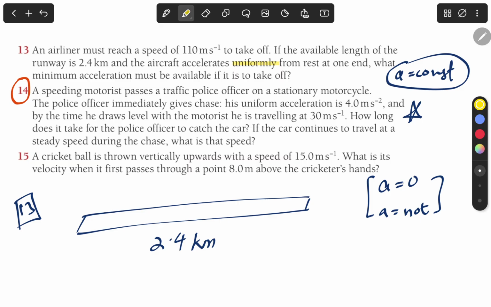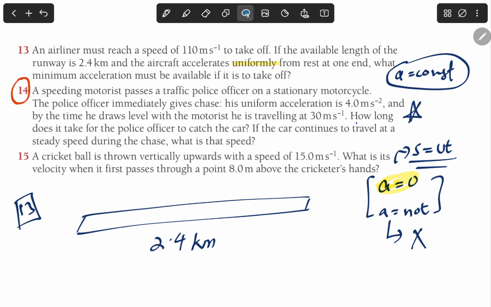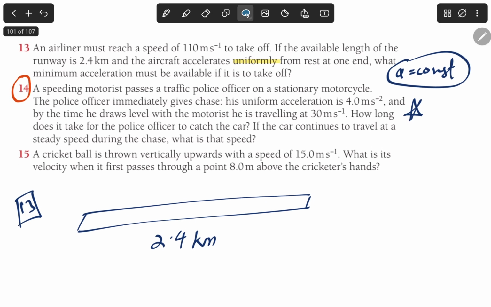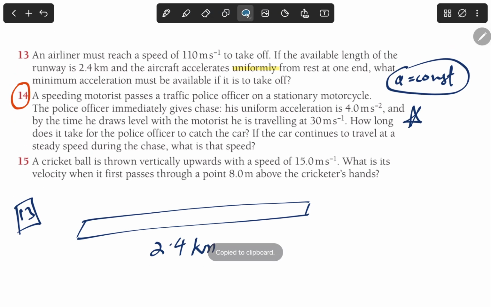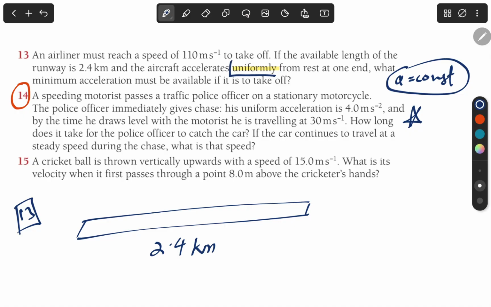For example, if you take acceleration as 0, you will get only one equation, which is s equals ut. If the acceleration is not constant, then you can use no equation, because you would have to take the acceleration for every single second, and you can't do that. That would take you at least 1 hour to find the acceleration, so we don't do that. That is why we need the condition of uniform acceleration.